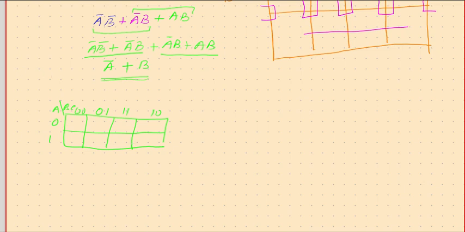So let me define a problem. For the 0 0 0 combination, we want a 0. For 0 0 1, we want a 1. For 1 0 1, we want a 1. For 1 1 0, we want a 1. For 1 1 1, we want a 1. For this, we want a 1. For this, we want a 1. Okay, what about this? Let me say for this, we want a 1.